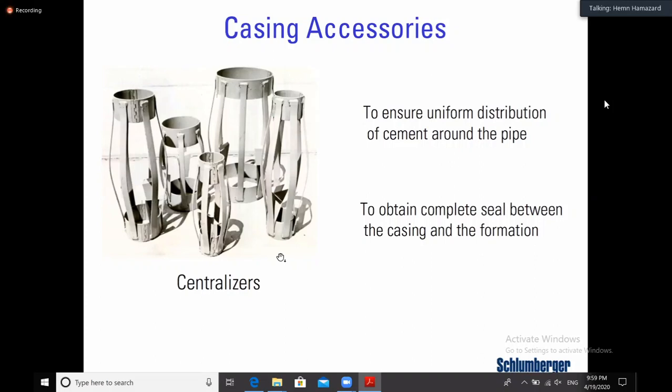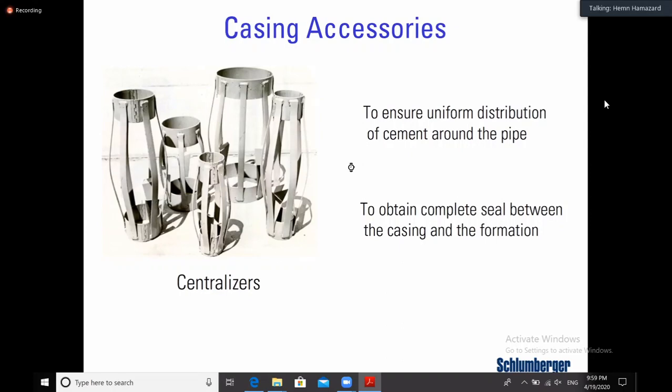This is your open hole, it's 8.5. And your casing is 7-inch. Like I said, the 7-inch means the OD. So how can you center this 7-inch casing inside this 8.5 hole with almost equal distance from each side? It can be centered by using these centralizers.